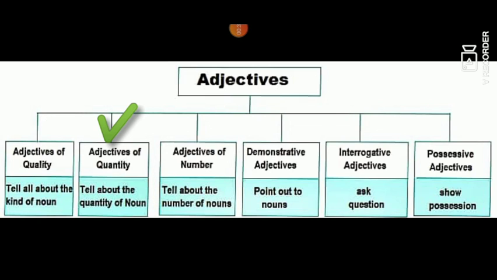What are adjectives of quantity? They tell us about the number or quantity, how many or how much. What are demonstrative adjectives? They point out the noun, like this, that, these or those. What are possessive adjectives? They show that something belongs to someone. They show possession, like my, your, its, all those things.